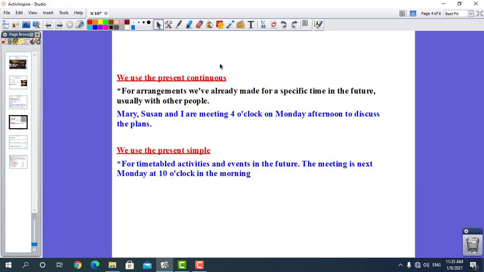We also have number three, the present continuous. Can we use the present continuous to talk about the future? Yes, of course.